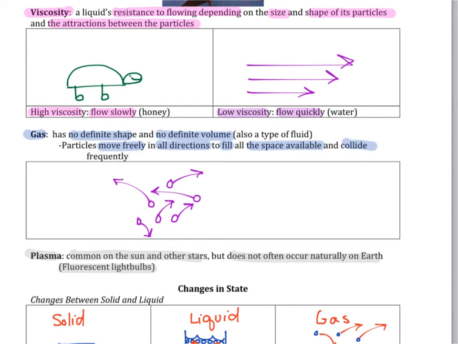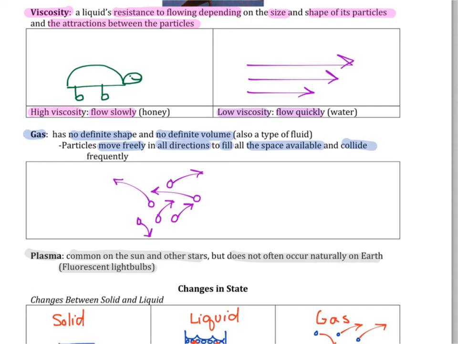So here I showed all of these particles, and they're more spread out, but I have arrows pointing out to show that they're moving. As this collides into the perimeter of what it's staying within, it will bounce back, it might hit other particles.